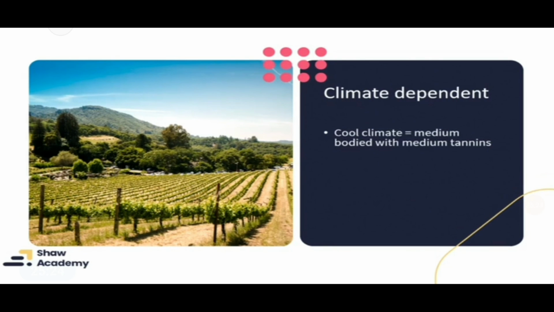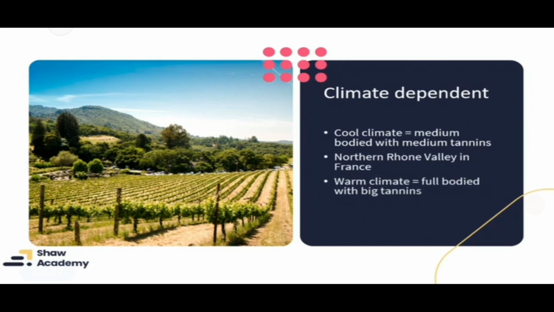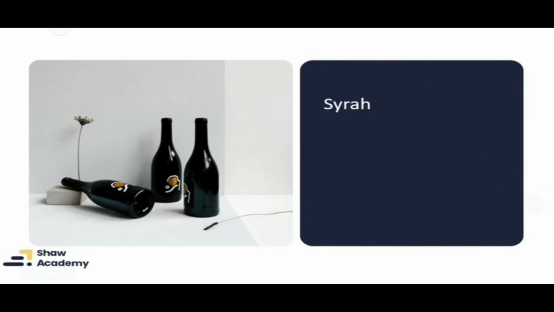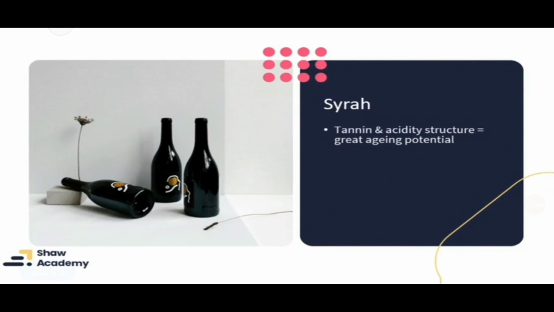Syrah is a very dark-skinned grape, and the flavor and aroma profile that it will display is very climate dependent. Wine made from Syrah grapes that are grown in cooler climates, such as in the northern Rhone Valley in France, tend to be medium-bodied with medium tannins. But wine made from Syrah grapes in a warmer climate, like the Barossa Valley in Australia, will be full-bodied with big tannins. The tannin structure and acidity of Syrah wines allow for great aging potential.